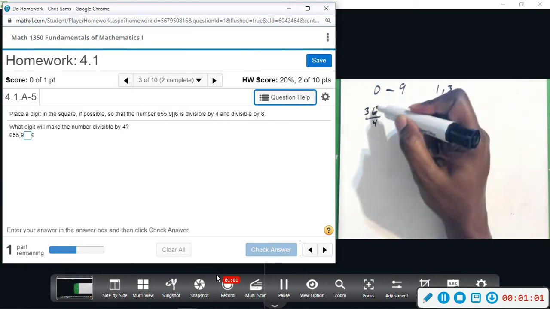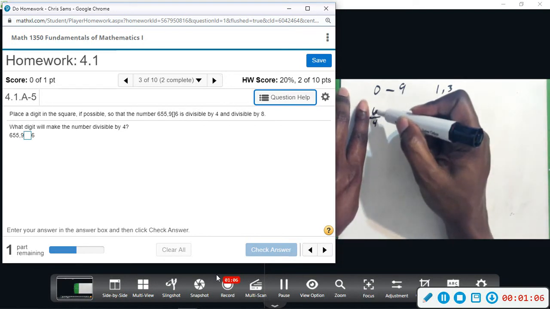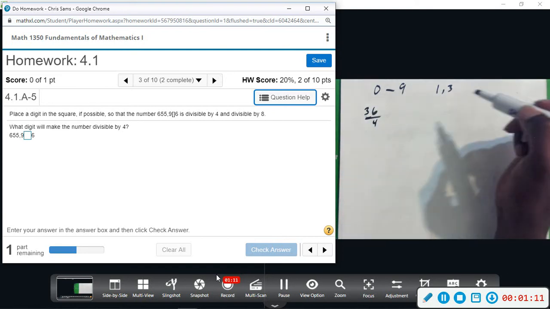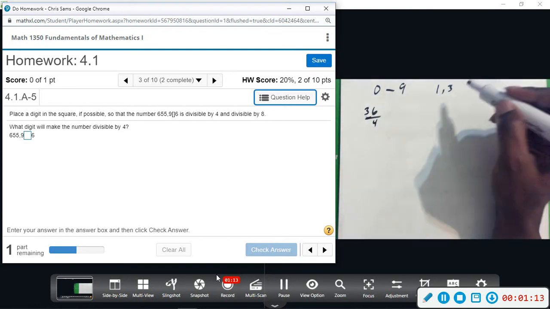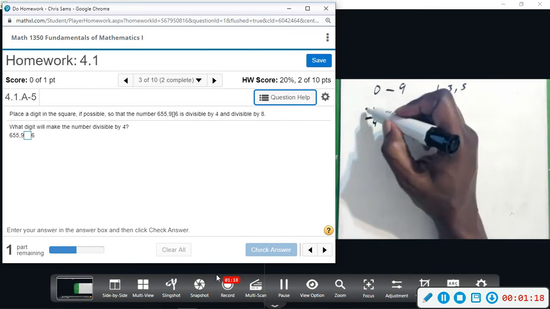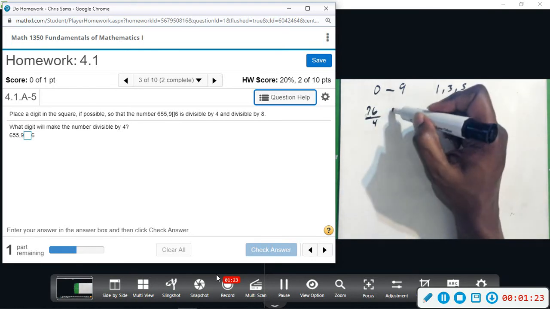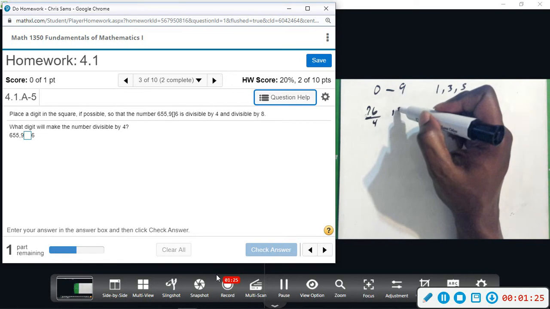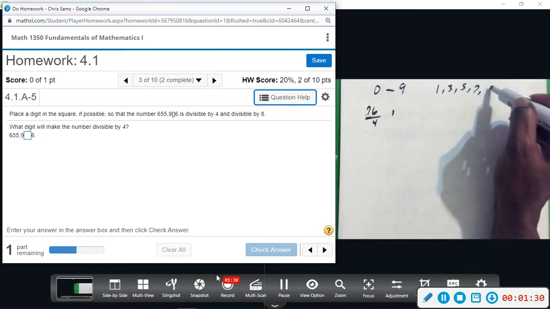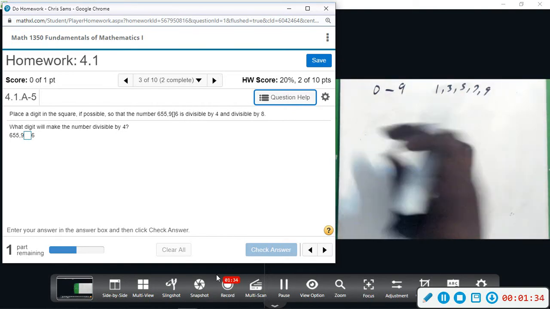Okay, so it looks like since the digit 6 itself is not divisible by 4, we're needing one of these odd numbers. Looks like 1, 3, 5. Is 76 divisible by 4? 4 goes into 7 once, 36 left over. Yes, 1, 3, 5, 7, and 9. Looks like these odd numbers will work for 4: 1, 3, 5, 7, 9.